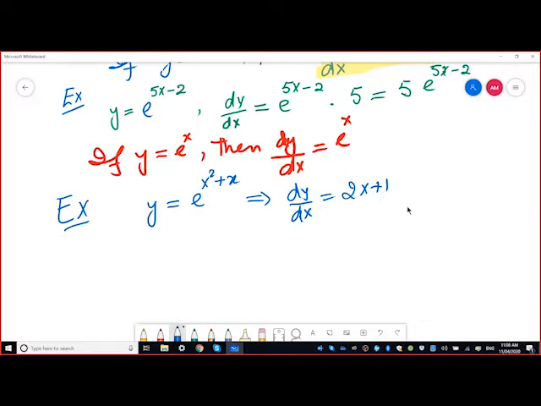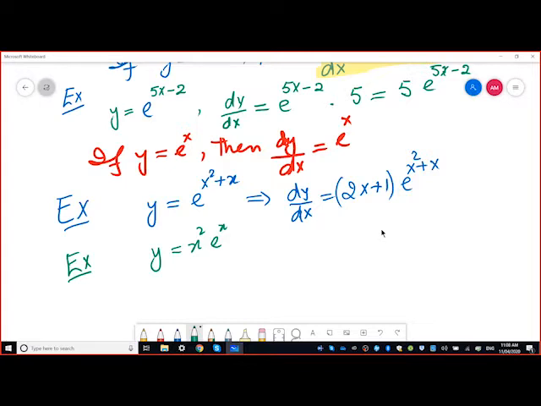Don't forget a bracket. That's very important. e to the power of (x square plus x). Okay, we do one more question and then we move to our exercise. What if y is equal to x square into e to the power x? So it becomes a little tricky.